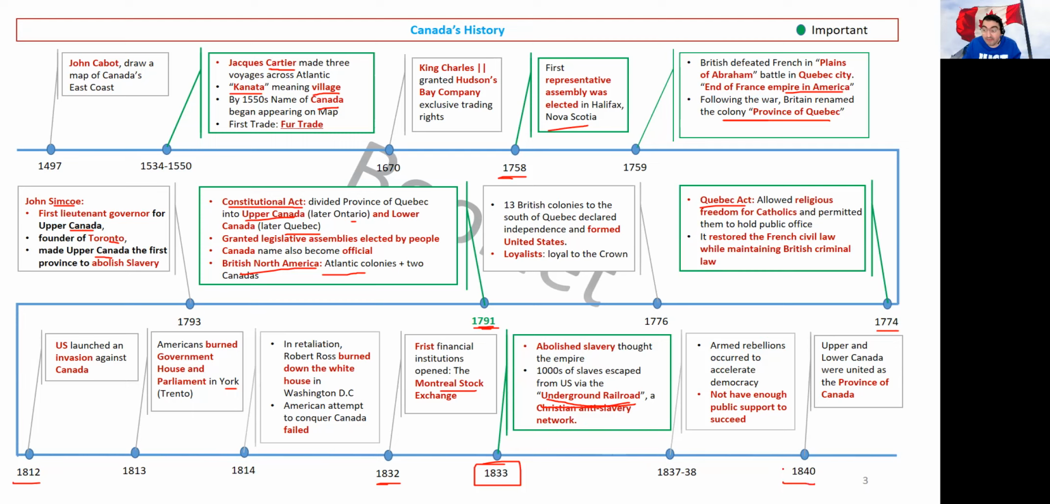But the important thing is that in 1840, Lower and Upper Canada were joined again to be only one province. The first time it was called the province of Quebec. Then in 1791, the province of Quebec was divided into two provinces: Upper Canada, later Ontario, and Lower Canada, later Quebec. But in 1840, they decided to join these two provinces into only one province and called it the province of Canada. So they came back to be only one province in 1840.